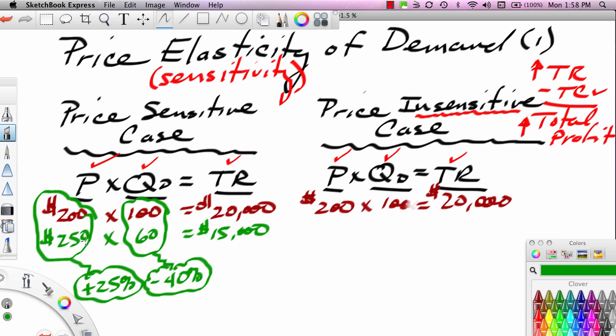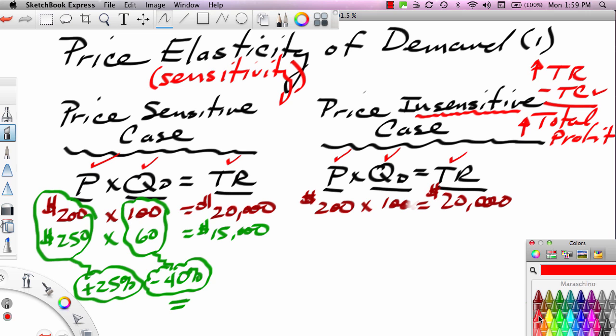So here, business people raised their price 25%, but their sales dropped. Why? Their buyers were relatively price sensitive. So you have a relatively price sensitive buyer here. Why? Because the percentage change in Q, in terms of the absolute value, forget the negative sign, was significantly greater than the percentage change in P.